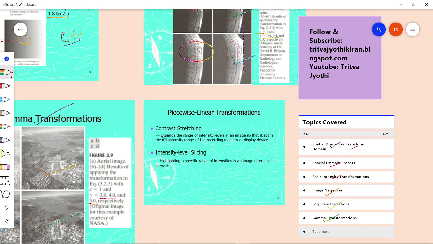Then, in the next lecture, we will cover piecewise linear transformations. Then, we will enter into histogram, an important one. Okay, learners, we will see in the next board.